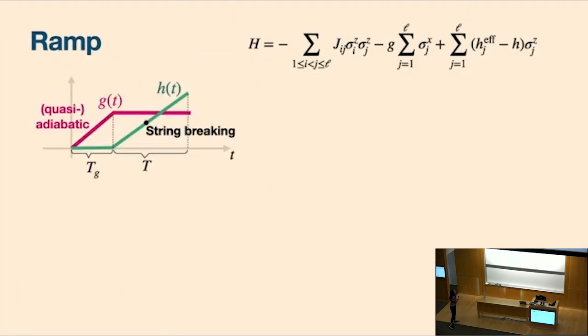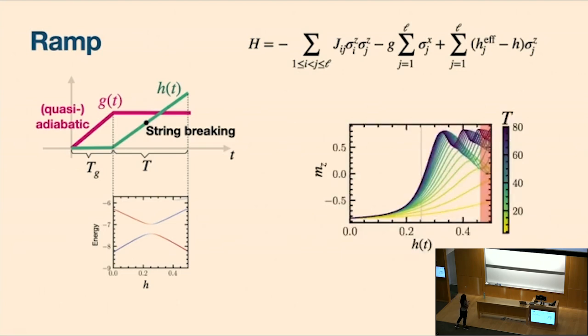Okay, so the protocol is the following. We first turn on the transverse field. The idea is that we can do this adiabatically. There's a gap, it's quite safe, we don't need to go too slow. And then we turn on the longitudinal field. And in turning on the longitudinal field, we cross this string breaking point with the level crossing.